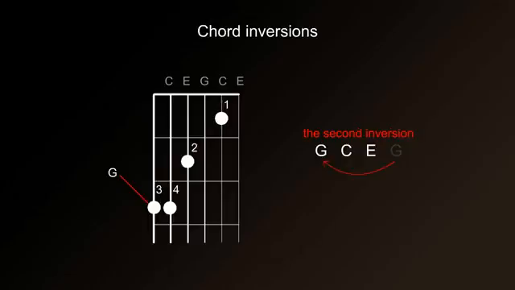If, on the other hand, you play a G first, this would be a second inversion because you're playing the third note of the triad. It's reasonably common to see a C with a G bass, this being the second inversion.